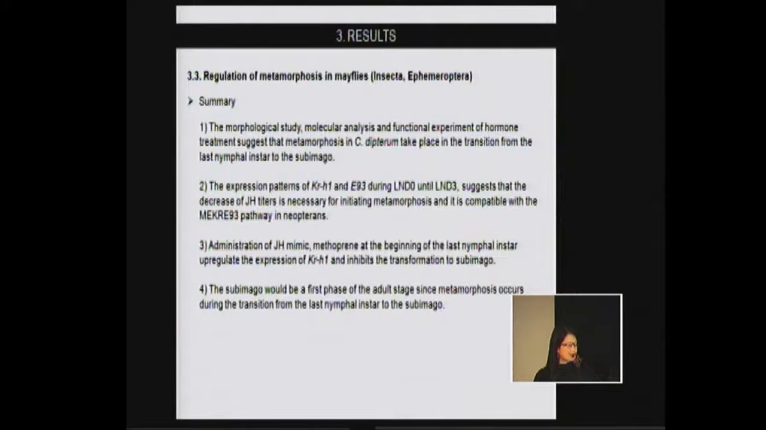And from the overall results, we can say that the subimago would be the first phase of the adult stage, since we found that the metamorphosis occurs at the transition from the last nymphal instar to subimago. So it should not be a pupal stage homologous with that of holometabolous insects.